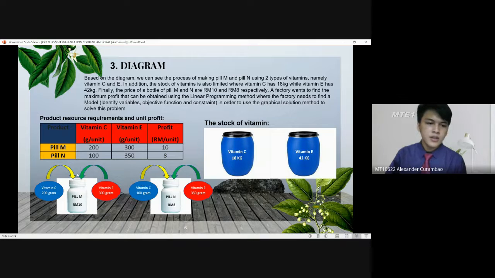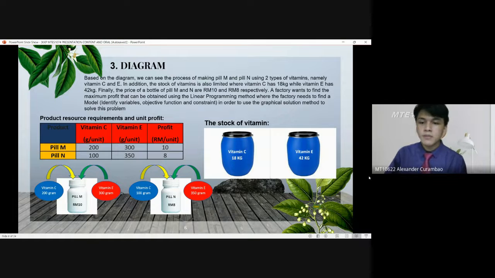This is actually similar to the first one, but this is clearer. For the first bottle here, we can see the label is pill M. The price for one bottle is 10 ringgit. The contents of pill M are 200 grams of vitamin C and 300 grams of vitamin E. For pill N, the price is 8 ringgit for each bottle, and the contents of pill N are 100 grams of vitamin C and 350 grams of vitamin E.